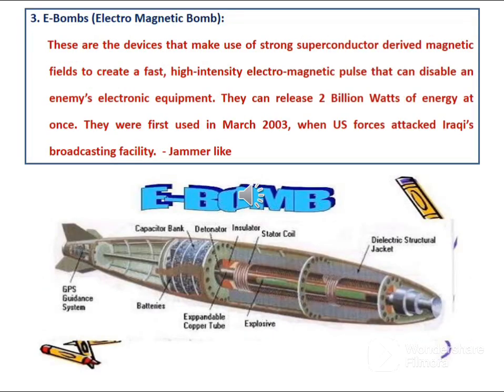The third one is the E-bombs, or electromagnetic bomb. These are devices that make use of strong superconductor-derived magnetic fields to create a fast, high-intensity electromagnetic pulse that can disable the enemy's electronic equipment. They release nearly 2 billion watts of energy at once. They were first used in the year 2003 when US forces attacked Iraq's broadcasting facility. They will act as a jammer. In recent times also, you would have noticed in the Russia-Ukraine war, they have used one such E-bomb.